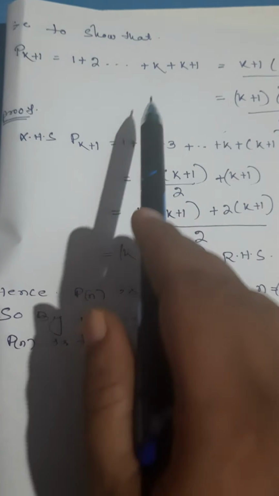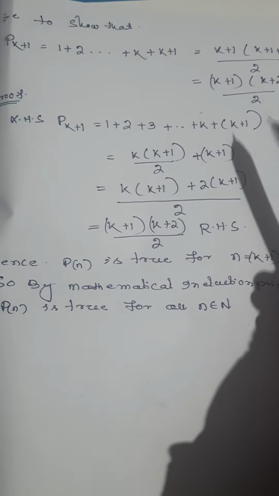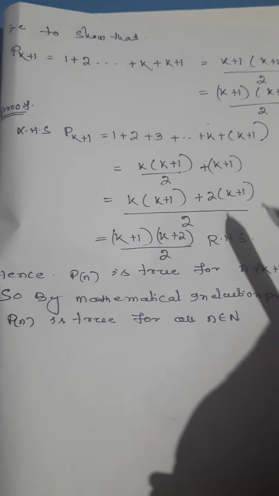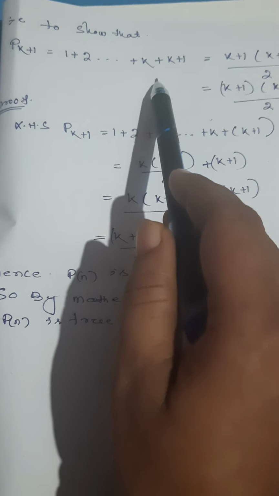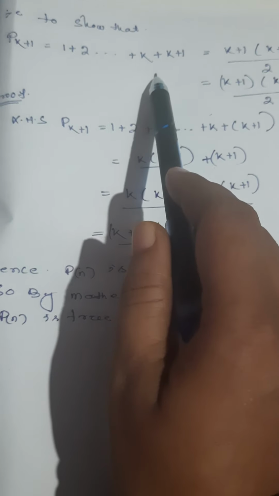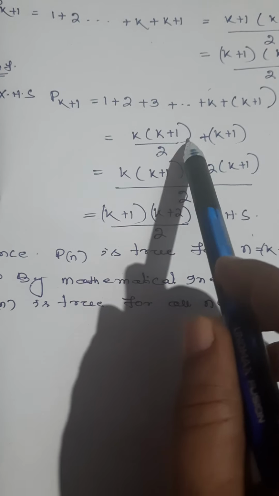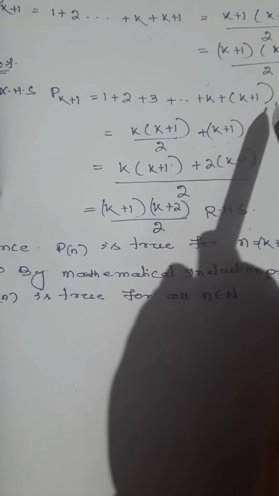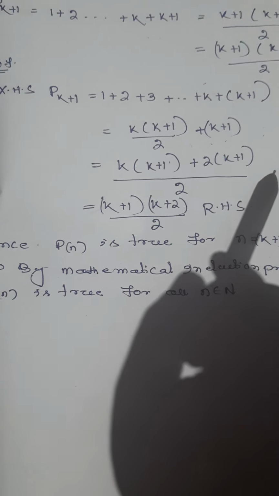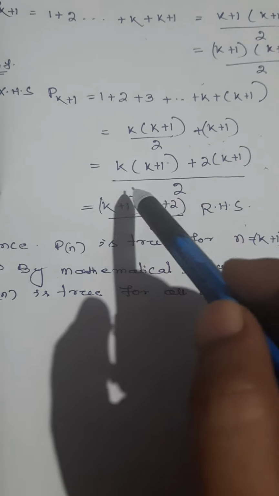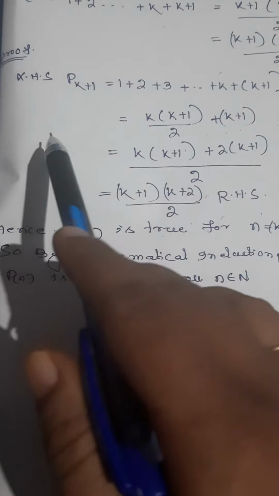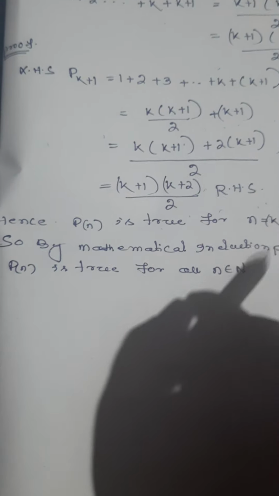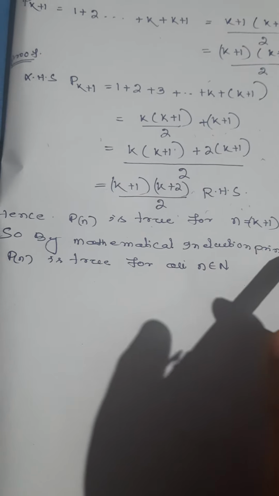What is the proof part? We just take the left hand side and show that it equals the right hand side. Here look at the left hand side, 1 plus 2 plus up to k. We have already assumed this value. What is the value of 1 plus 2 plus up to k? We write k into k plus 1 by 2. So here we add k plus 1. We just calculate, take the LCM, and we find k plus 1 into k plus 2 by 2, which is equal to RHS. So we take the LHS part and show the RHS part. Hence Pn is true for n is equal to k plus 1.